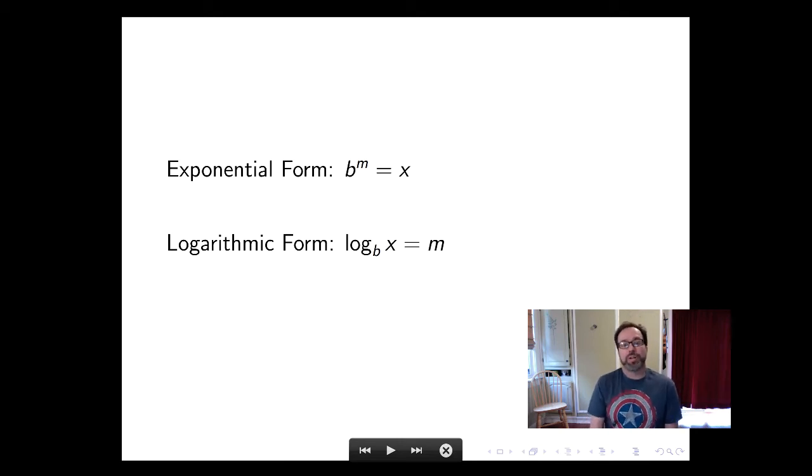Hi everybody, so we're going to go over the proofs of the properties of logarithms. And a lot of these proofs are going to depend upon us being able to move back and forth between exponential form and logarithmic form.